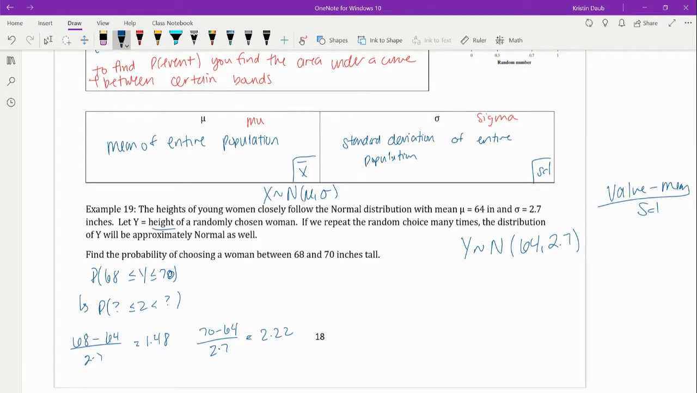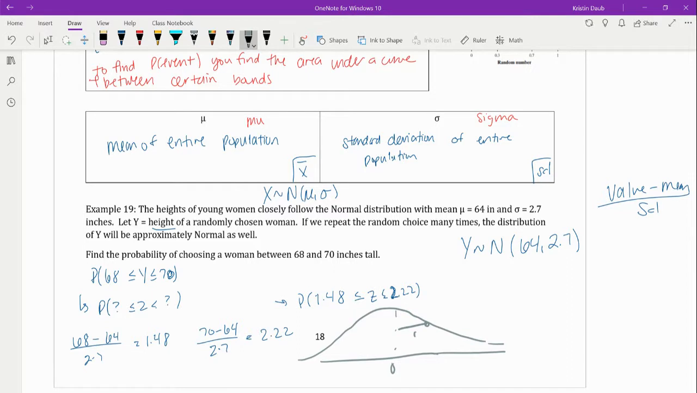So instead of looking for the probability that y is within certain bounds, I'm going to look for the probability that z is between 1.48 and 2.22. Let's draw our normal curve so we can keep in mind what this looks like. Here, this would be 0. We've standardized it. We have a standard deviation of 1 now, and I'm looking for the probability that z is between 1.48 and 2.22. So I'm looking for this bound here.